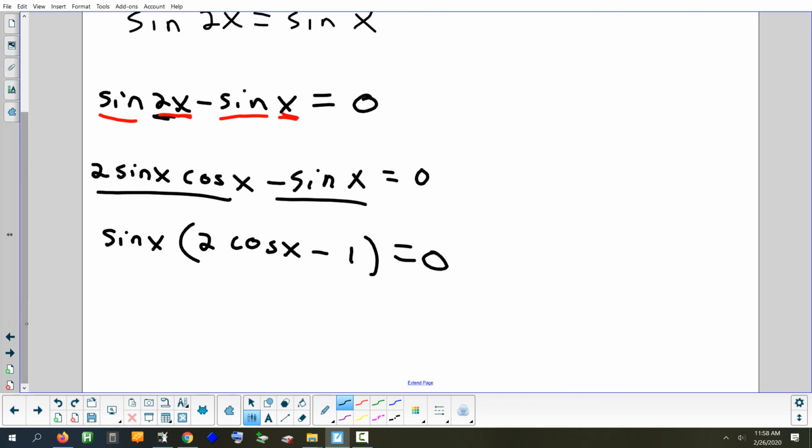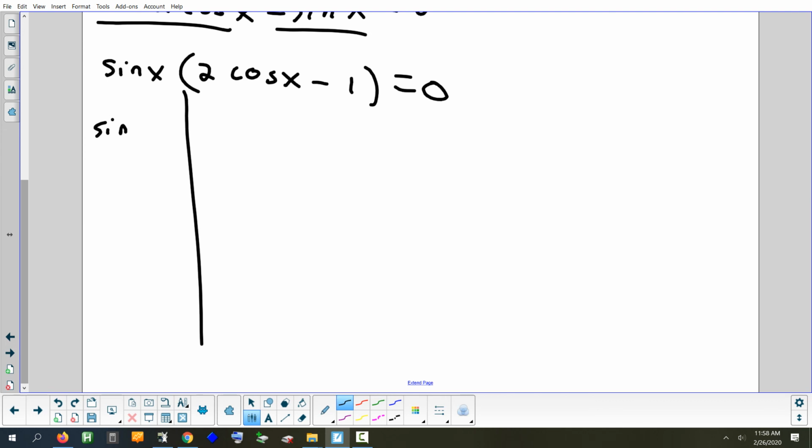So what do we do at that step? Yeah. You don't have to change any of your trig functions anymore. You're at the last step of the problem now. It's the same last step that we have to do in every problem, if it factors. This is always what you do after you finish factoring. Yep. Set each factor equal to 0. Sine x equals 0. Cosine x equals a half.